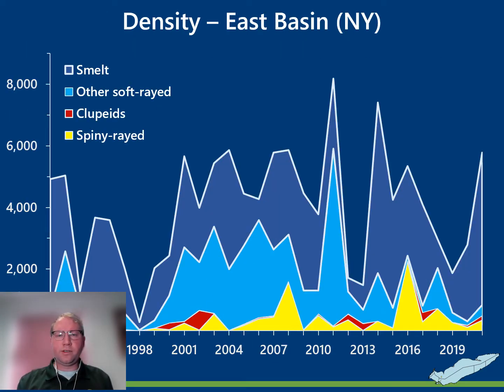Moving over to trawl data from New York DEC in the East Basin, we had a very large forage catch in this survey as well. That's mostly thanks to a very strong young of year smelt year class, just like Central Basin. But New York surveys also showed strong catches of yoy walleye, yoy shad, and alewife.